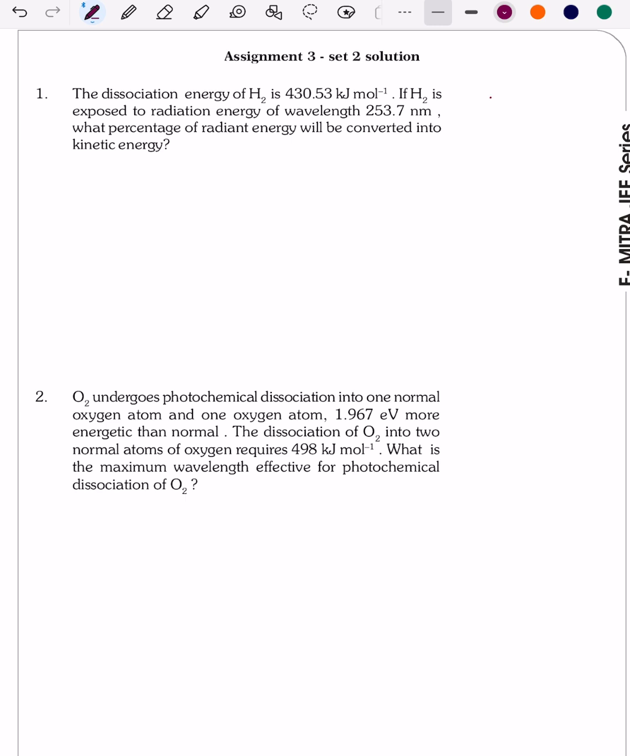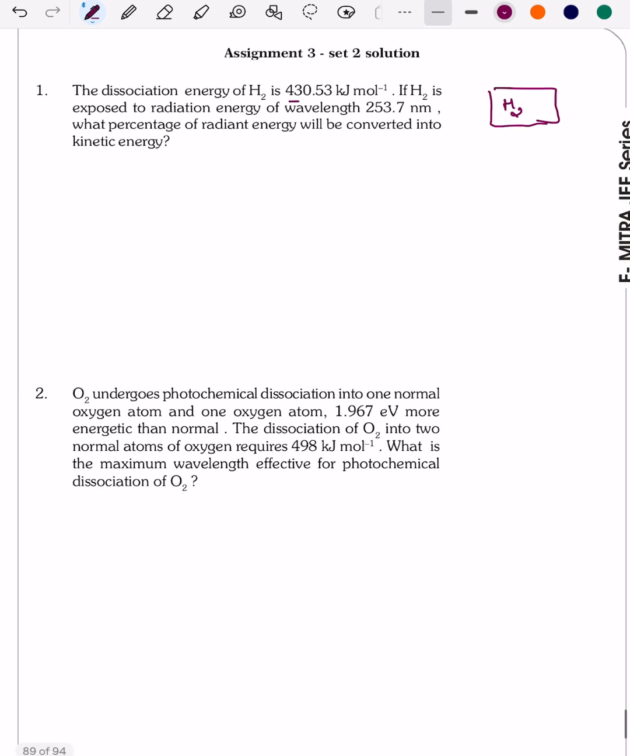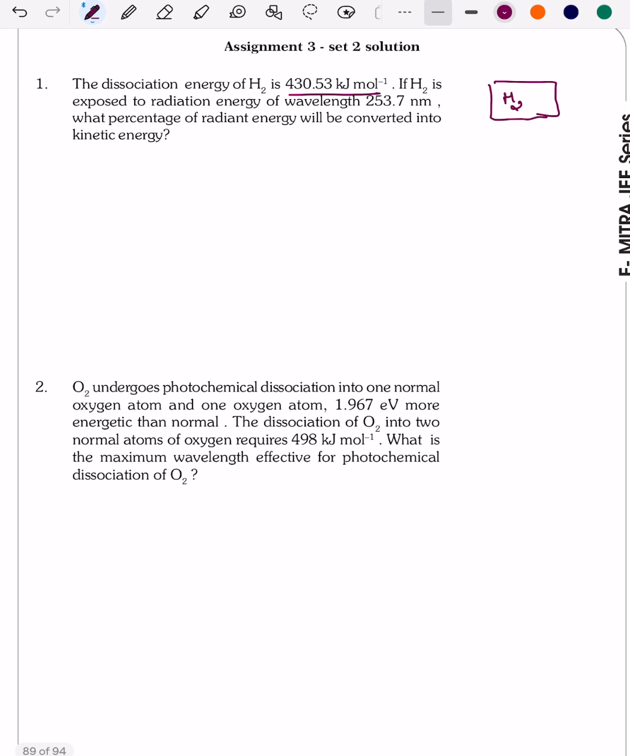Let's understand the question. In the question, they have given us hydrogen, and to dissociate this hydrogen, we require 430.53 kilojoule energy for 1 mole of hydrogen. Now, the same hydrogen is exposed to certain radiations, and these radiations have a wavelength of 253.7 nanometer. So, the question is asking how much percentage of this radiant energy, the energy that it is receiving from the radiations, will be converted into kinetic energy.